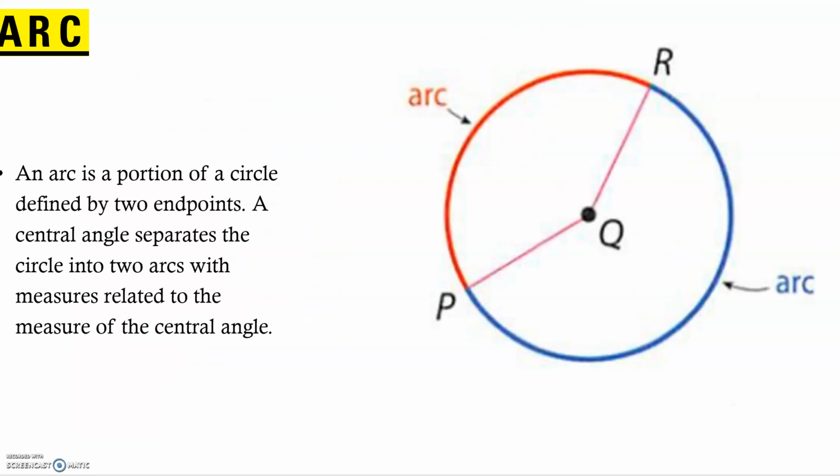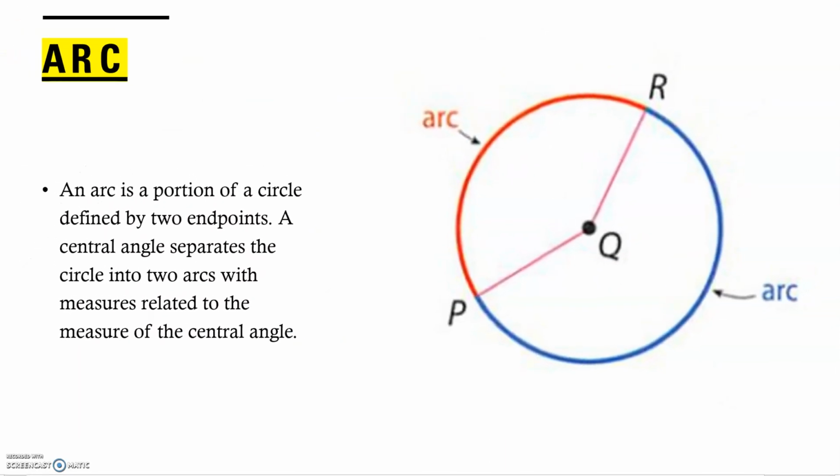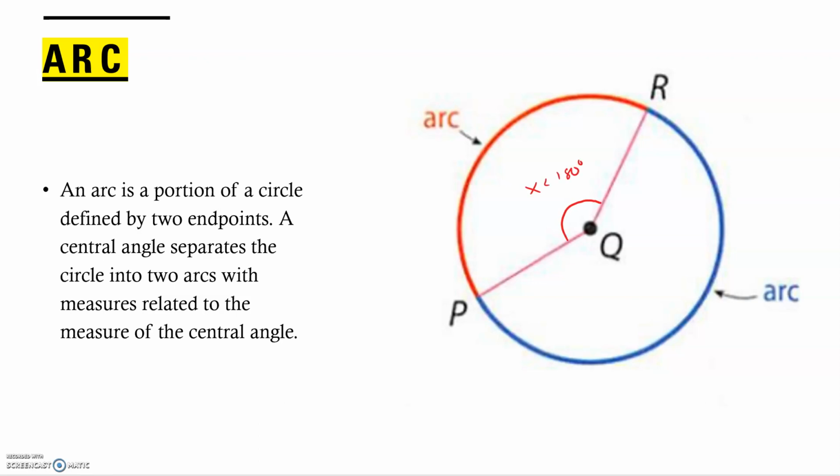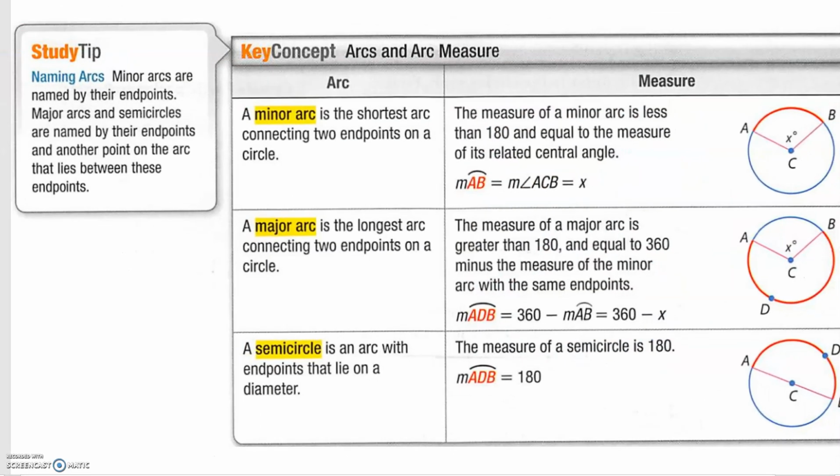An arc is a portion of a circle defined by two endpoints. A central angle separates the circle into two arcs with measures related to the measure of the central angle. So we have one central angle here, two central angles here. And you'll notice something we're going to get into: this central angle here is less than 180 degrees, while this central angle is greater than 180 degrees, which leads us into different types of arcs.